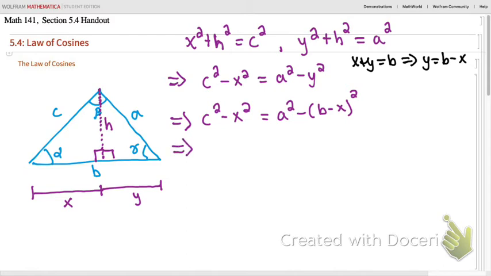Squaring out the b minus x on the right, c squared minus x squared becomes a squared minus b squared plus 2bx minus x squared. So I squared b minus x, and I distributed the negative to the result. Both sides of the equation have minus x squared. Adding x squared to both sides eliminates those terms.